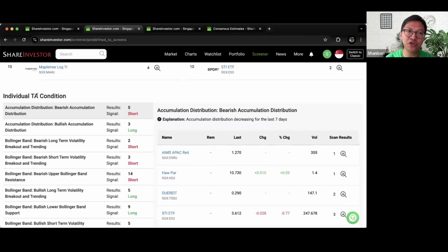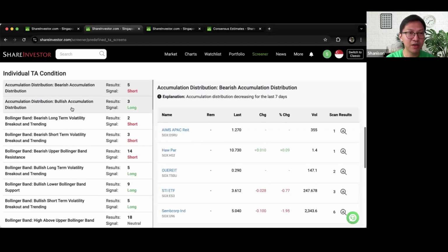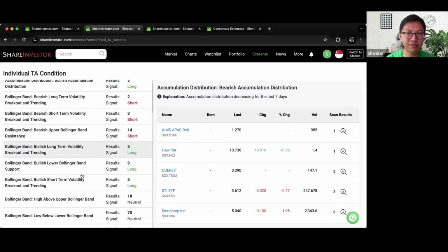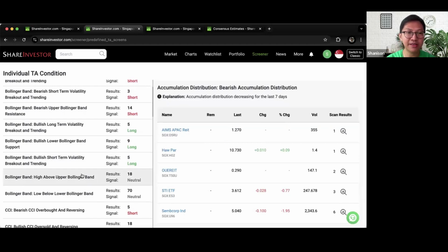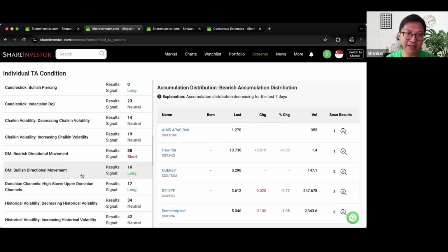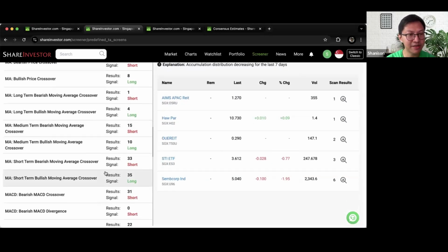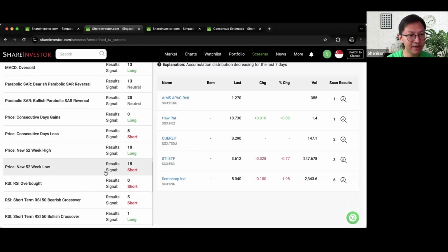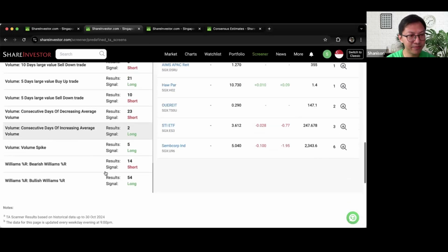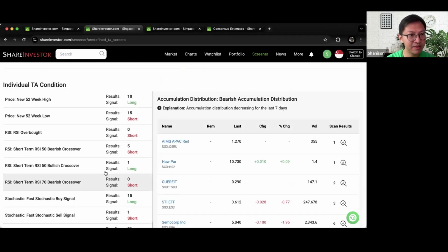On the other part, there's an individual TA condition as well. There are quite a lot of them. Some users might be quite interested in, let's say, candlestick patterns. This is quite popular under TA, technical analysis. So we can scroll down to see that. Okay, let's see.